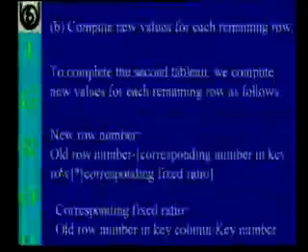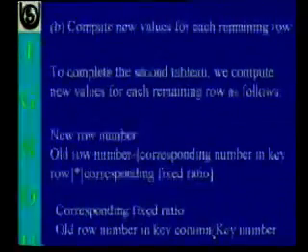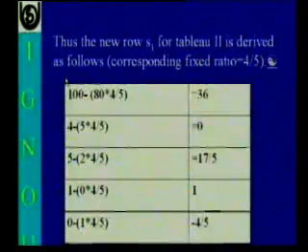Now we will calculate the new row. New row is equal to old row number minus corresponding number in the key row into corresponding fixed ratio. What is the fixed ratio? Fixed ratio is the old row number in the key column divided by the key number. Here we have calculated the new row numbers.